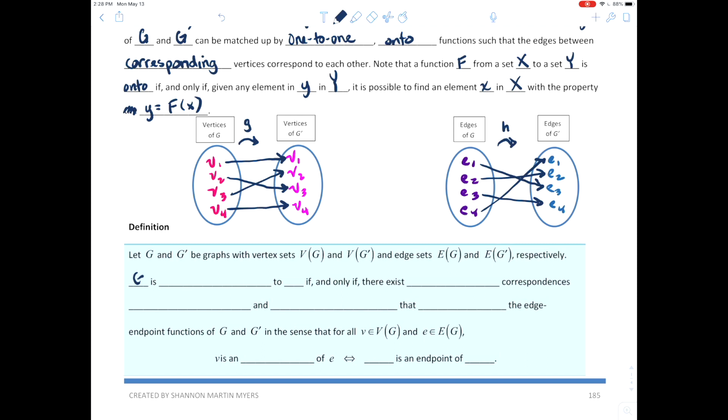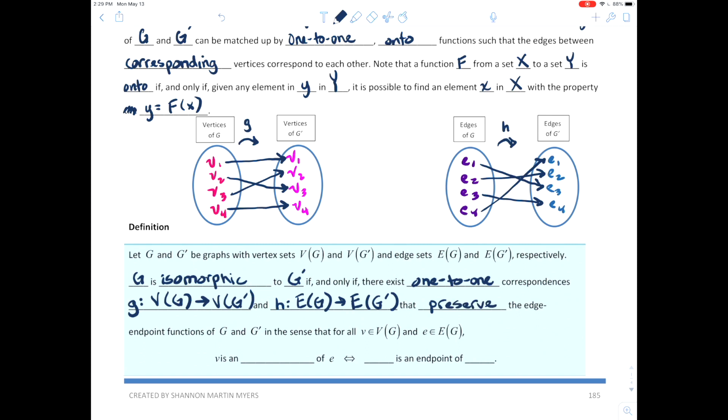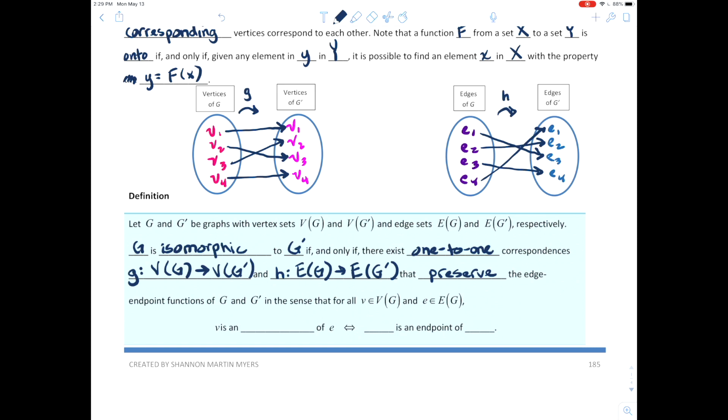It turns out that G is isomorphic to G prime if and only if there exist one-to-one correspondences g: V of G to V of G prime and h: E of G to E of G prime that preserve the edge endpoint functions of G and G prime in the sense that for all v in V of G and e that belongs to E of G, v is an endpoint of e if and only if g of v is an endpoint of h of e.